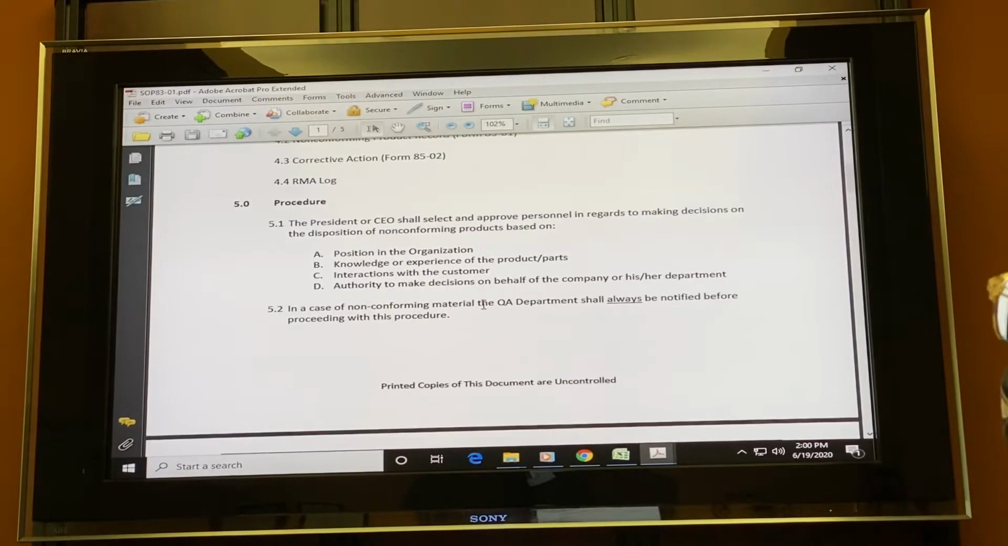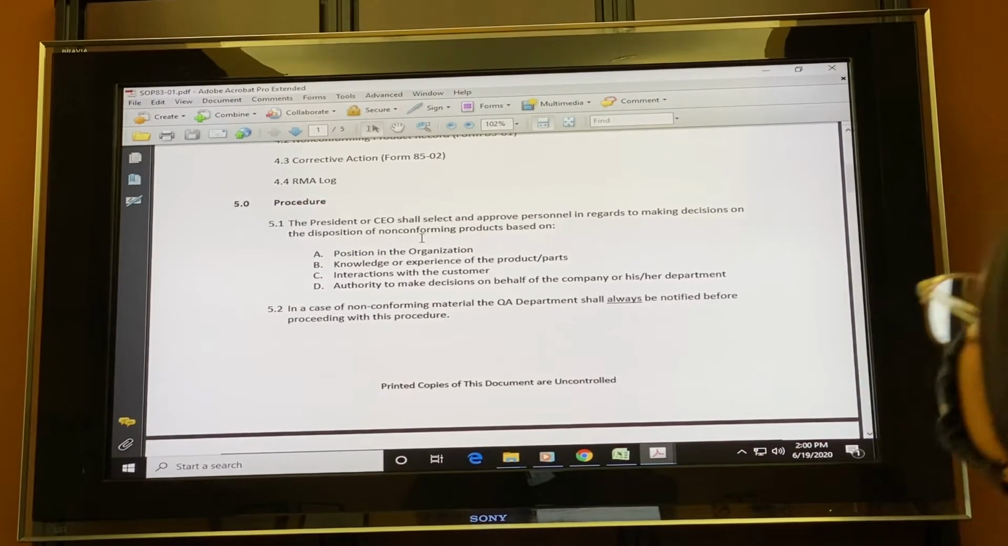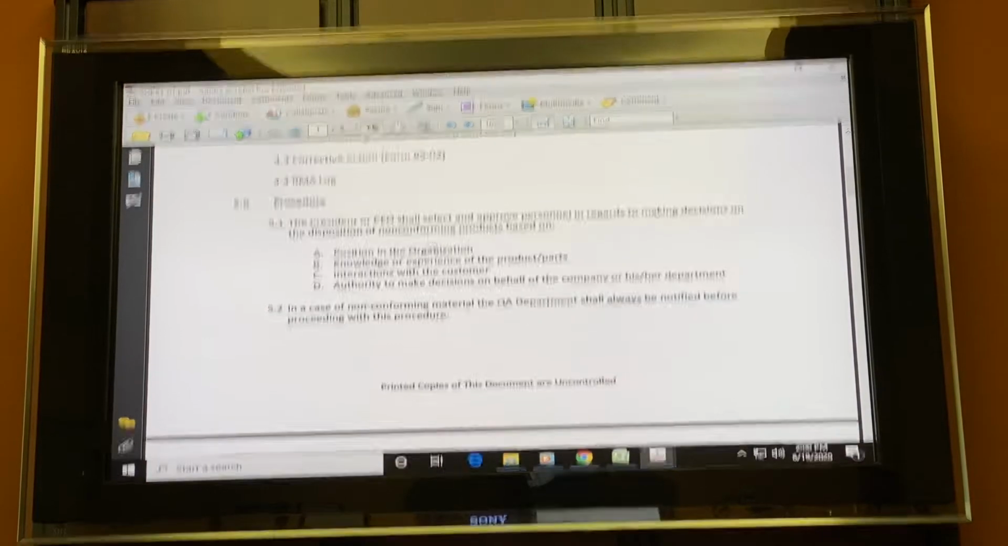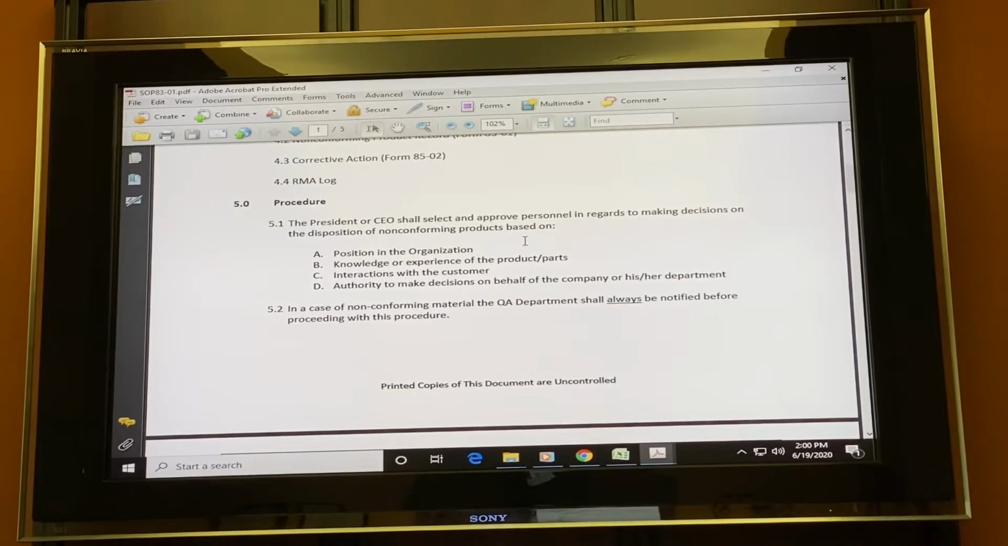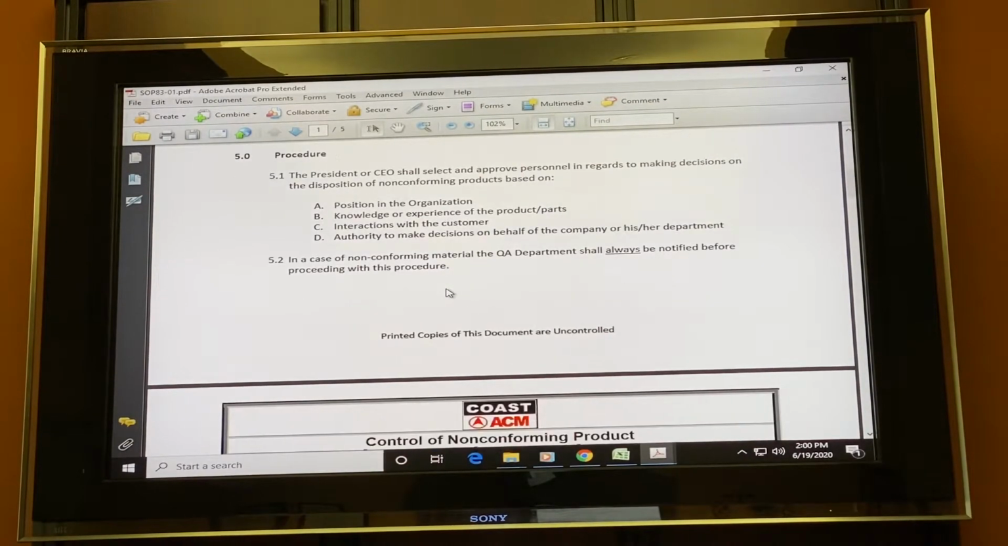Okay, so the president or CEO shall select and approve personnel in regards to making decisions on the disposition of non-conforming products based on position in the organization, knowledge or experience of the product or parts, interactions with the customer, and authority to make decisions on behalf of the company or his/her department.